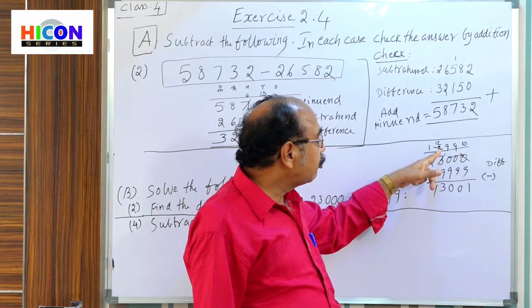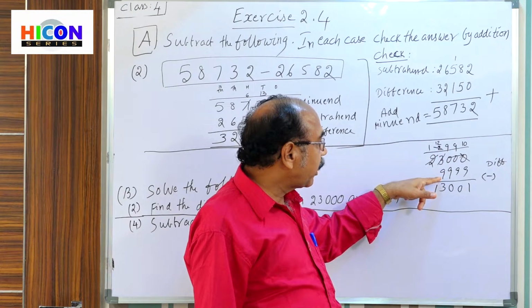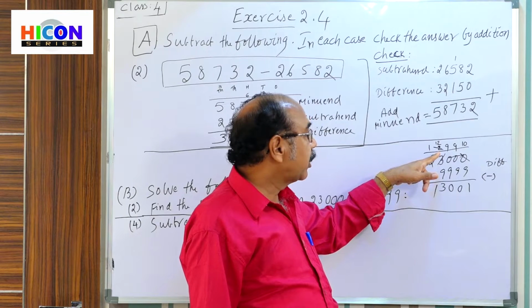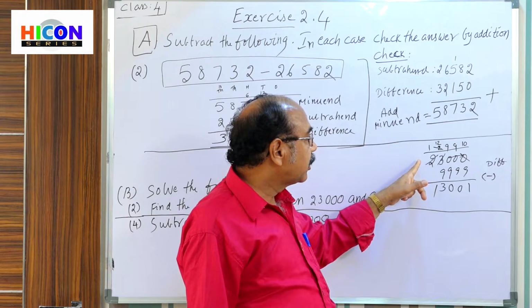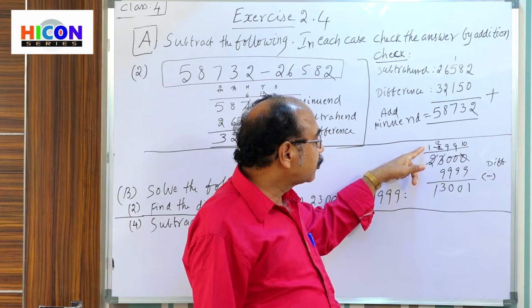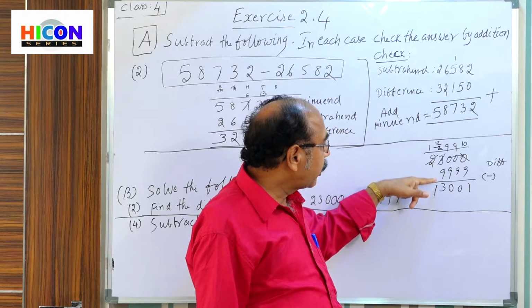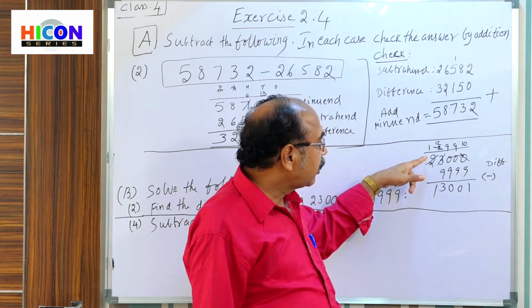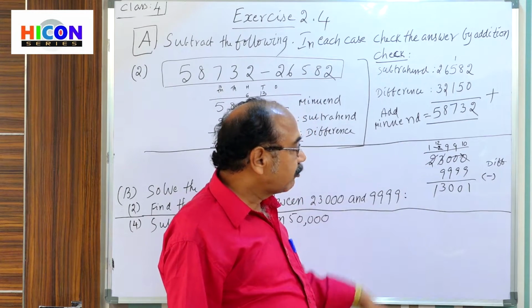Here what is there? Here 2 is there. But we cannot subtract 9 from 2. That's why we ask borrow from its before place. That's why here 2 becomes 12 and here 2 becomes 1. So 12 minus 9, 3 and here 1 is there. So that one is good.